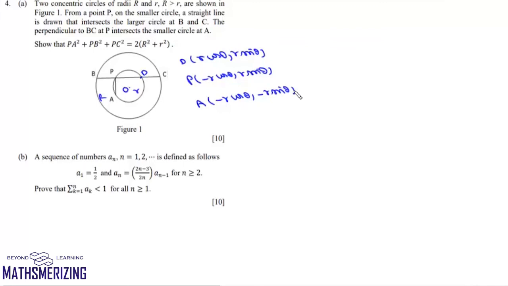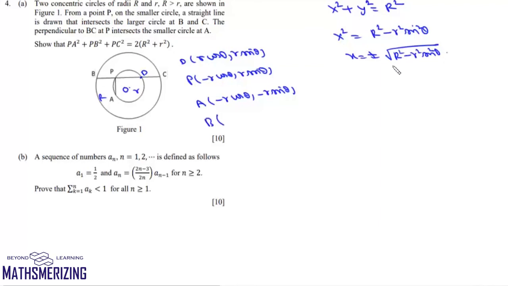Now we need to find the value of B and C. Now equation of this larger circle will be x square plus y square will be capital R square. Now here value of y will be r sin theta. So we can write x square equals R square minus r square sin square theta. So value of x will be plus or minus under root of R square minus r square sin square theta. Suppose this value is k. So it will be minus k comma r sin theta, and value of C will be plus k and r sin theta. Now we need to find the value of PA square plus PB square plus PC square. Now what is PA square?